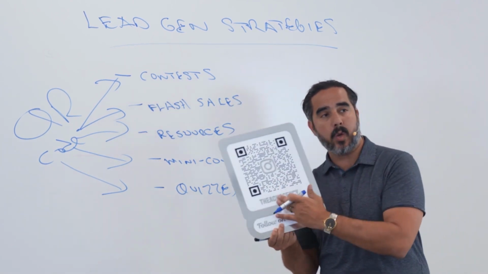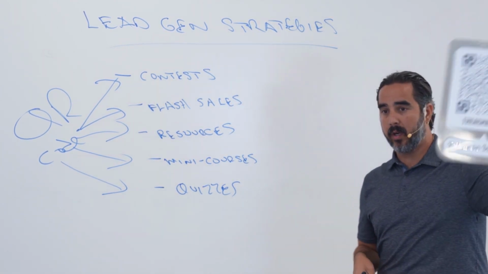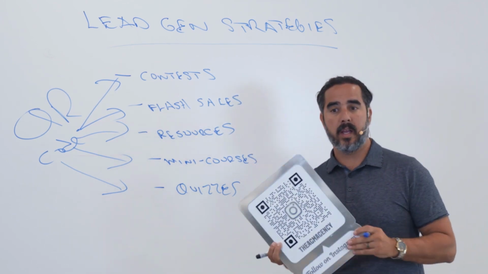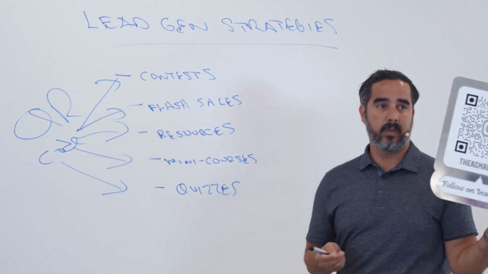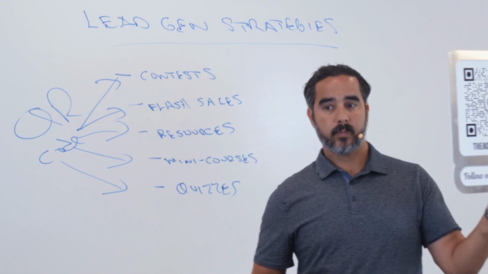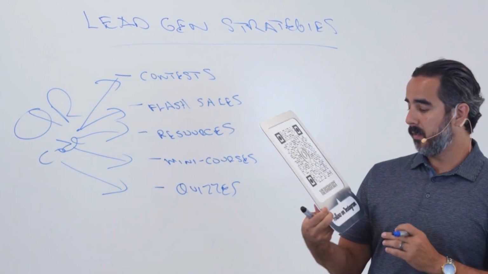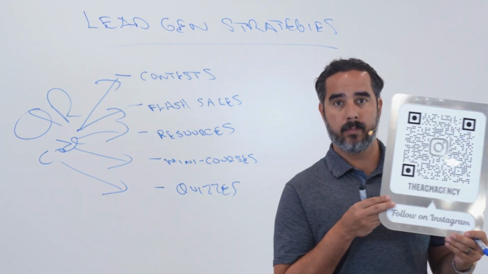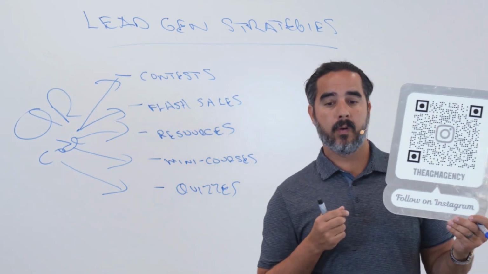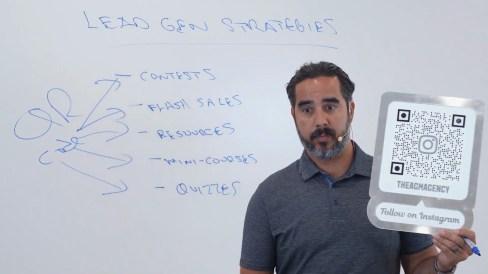So they scan the QR code. This is at the entrance of AGM here. This one over here, what does it do, Jorge? What does this one do? That QR code opens up the Instagram. So whenever somebody comes in, we say, follow us on Instagram, and they pull out the phone, and it opens up Instagram directly.